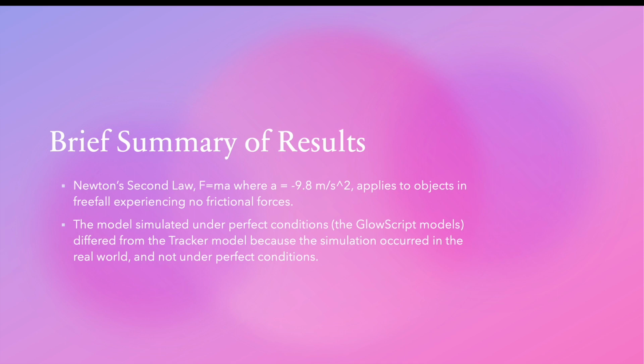So a brief summary of our results: Newton's second law, F equals ma, where a equals negative 9.8 meters per second squared in the y direction, applies to objects in free fall experiencing no frictional forces. The model simulated under perfect conditions, which was our GlowScript or Python models, differed from the Tracker model slightly because the experiment occurred in the real world and not under these perfect conditions.